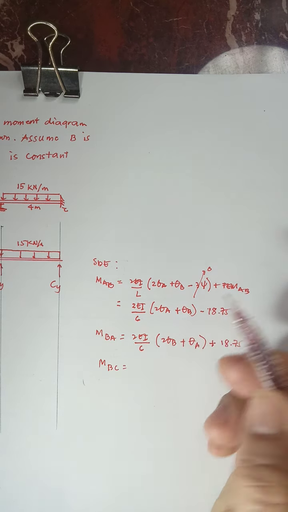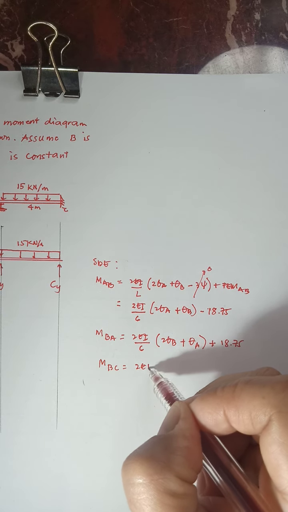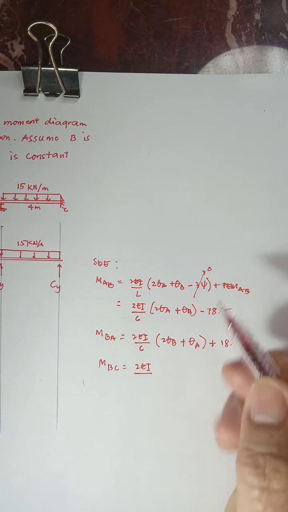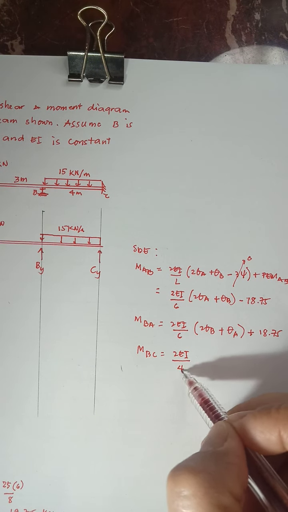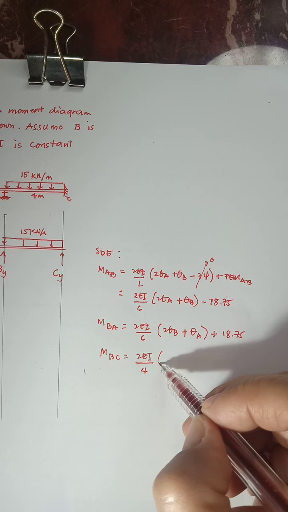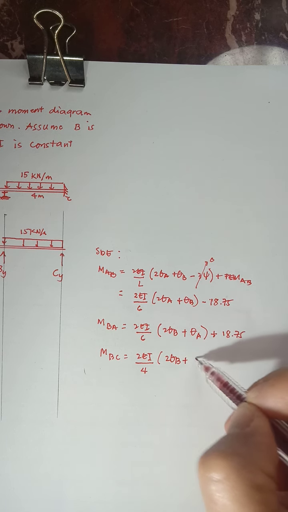Okay. Now for MBC, okay, so we have 2EI. Ang length sa atong BC is 4 meters. Okay, so this will be over 4 times, so this will now be 2 theta B plus theta C.